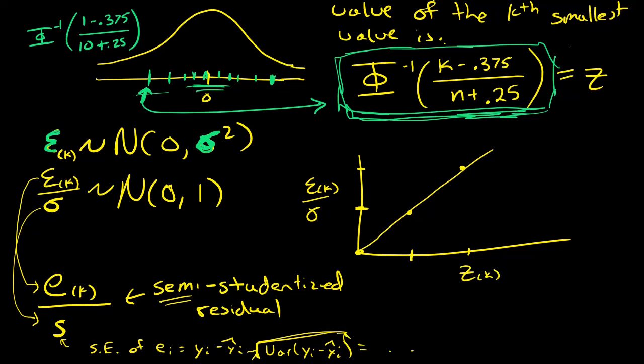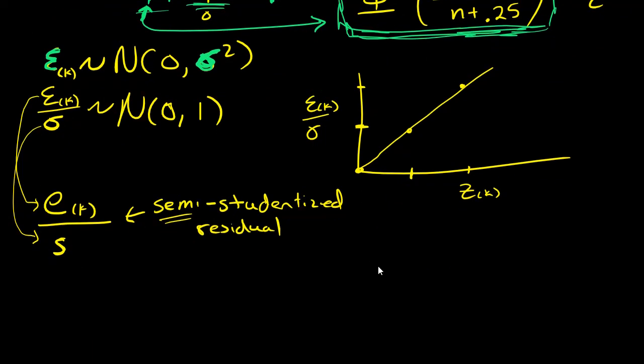But it takes a lot more computation to do that. If you did do that, it would be called the studentized residual. But since we're not doing that, it's called the semi-studentized residual. So then what we do is we plot these semi-studentized residuals. So these residuals divided by s, right?